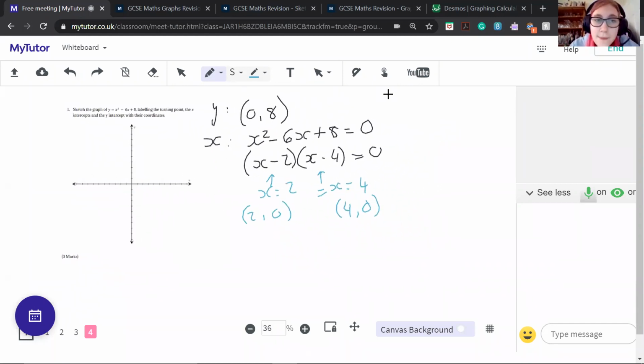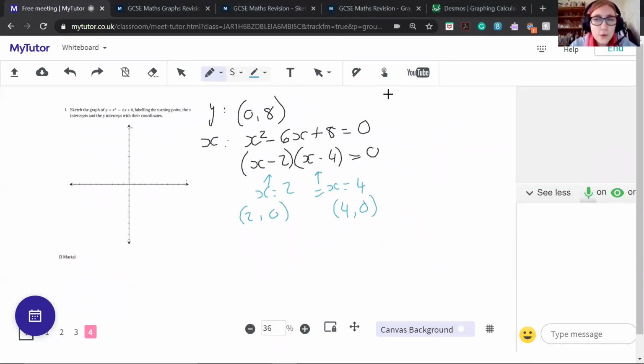Now we find the minimum point by completing the square. So maybe I won't do this one yet, just because it's not exactly what we're covering today, but I'll put these ones on for you.